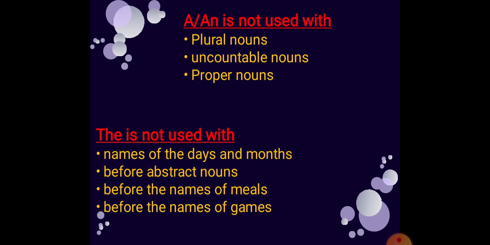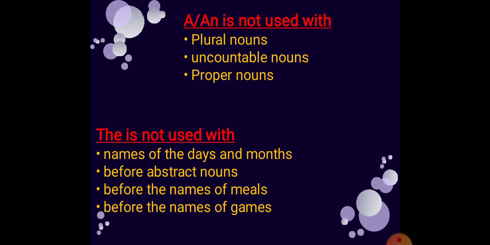or a beauty. A water. Next, we don't use a and an with proper nouns. We cannot say a Rahul. Right? So Rahul is a proper name, a proper noun, and we cannot use a and an before proper nouns.